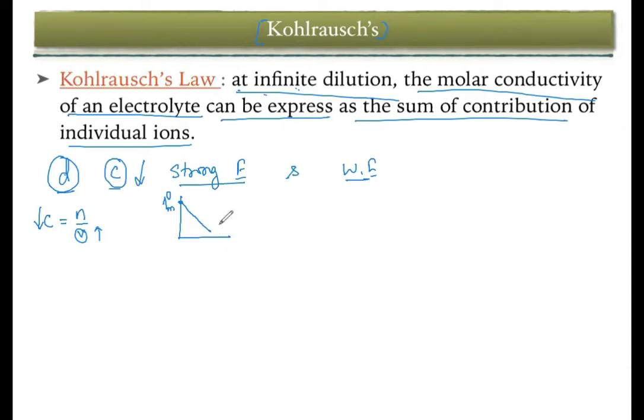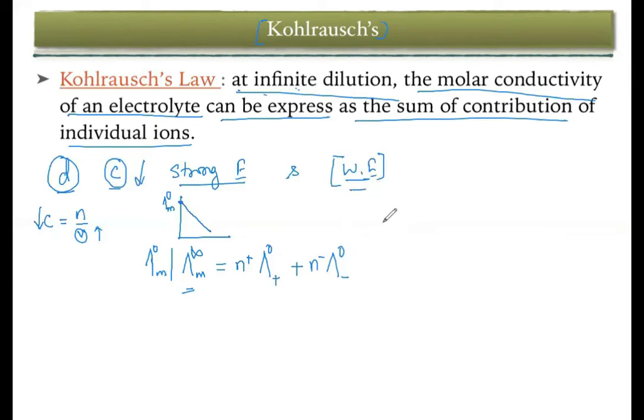So at infinite dilution it can be lambda m naught, or some books say lambda m infinity. At infinite dilution the molar conductivity will be the summation of the individual ions. How can we express that? It is expressed by n plus, the number of cations, times lambda plus at infinite dilution, plus n minus, the number of anions, times lambda minus at infinite dilution.